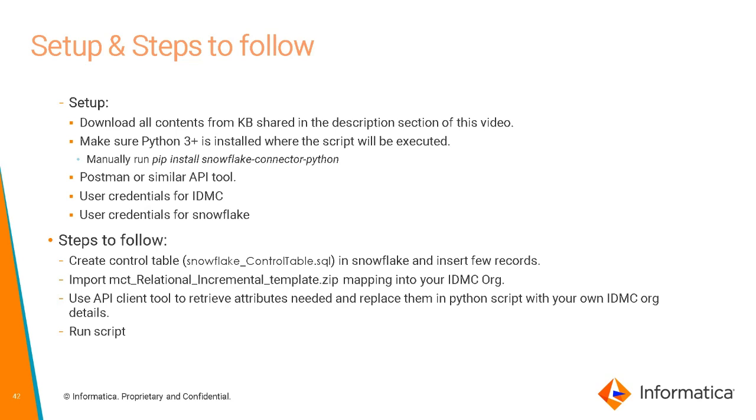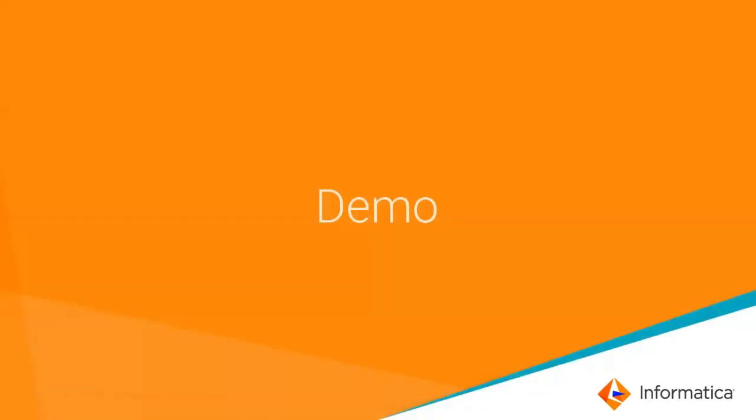Then we're going to import the MCT relational incremental template.sep into our IDMC org. Then we're going to use an API client tool to retrieve a few attributes that need to be replaced in our Python script. And lastly, we're going to run the script. So without further ado, let's move on to our demo.